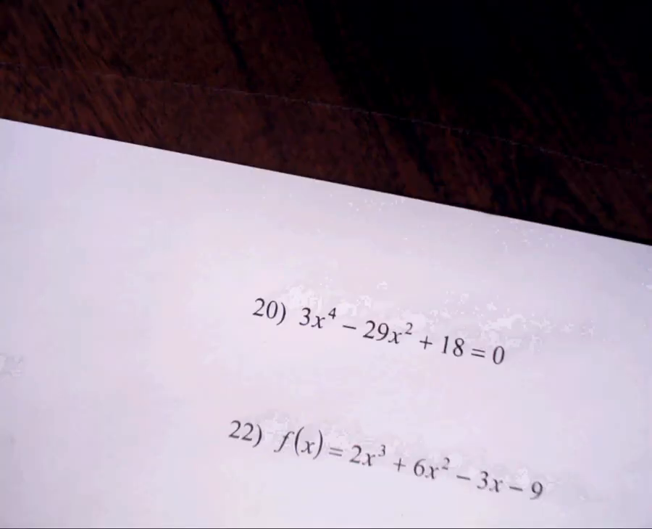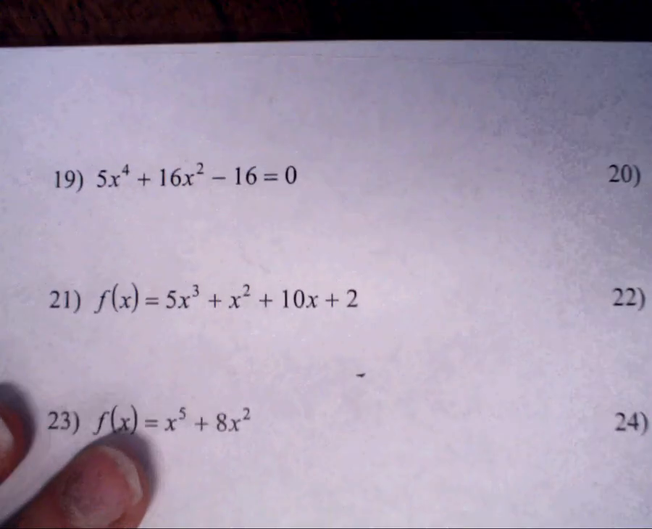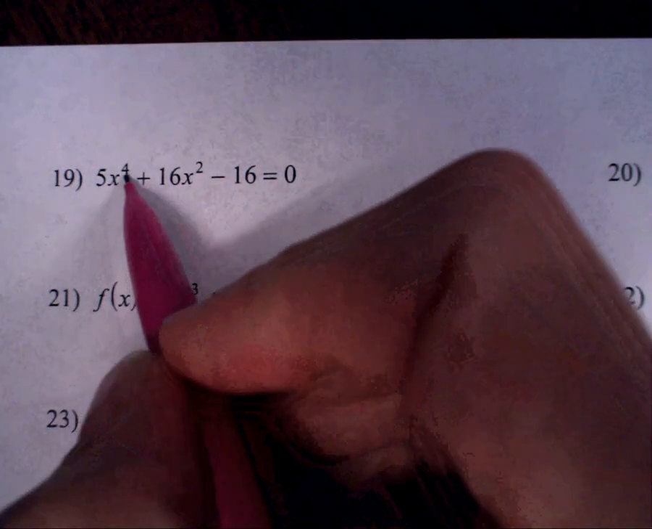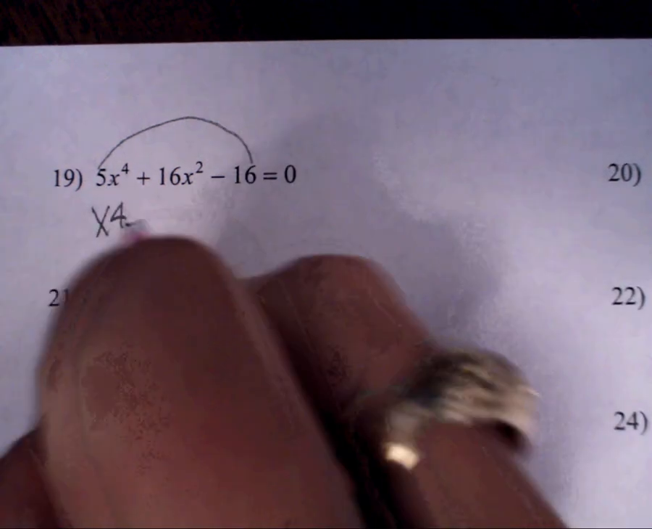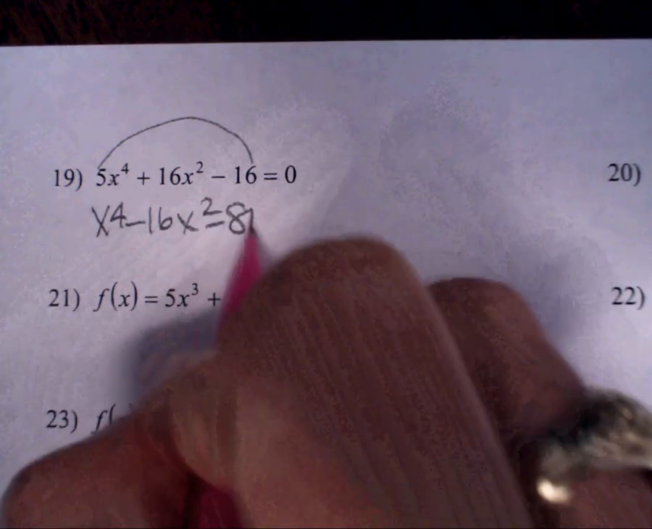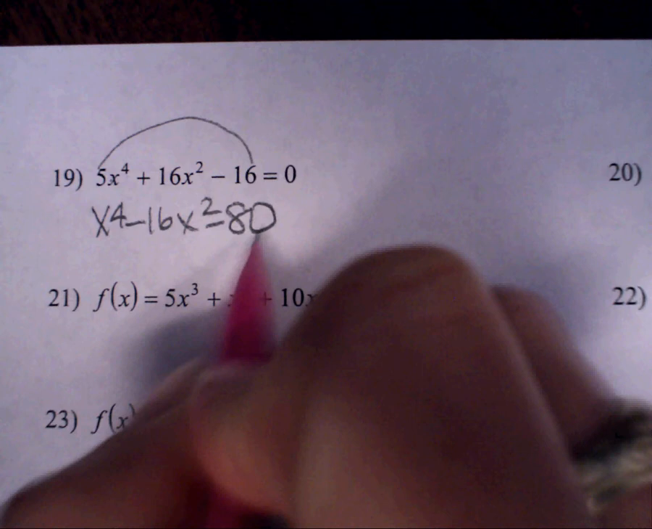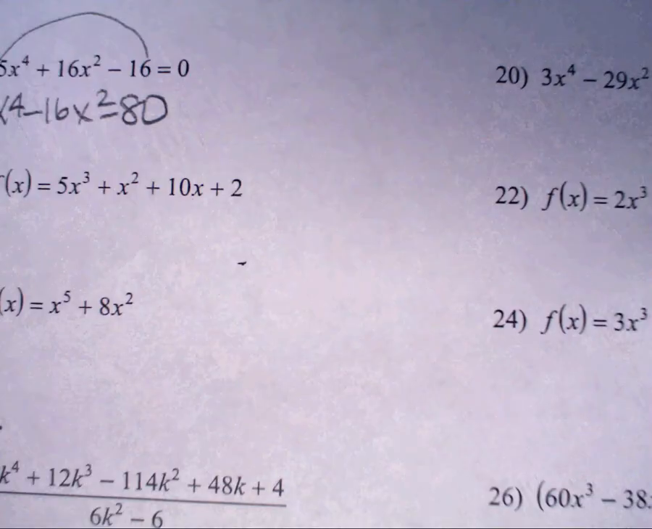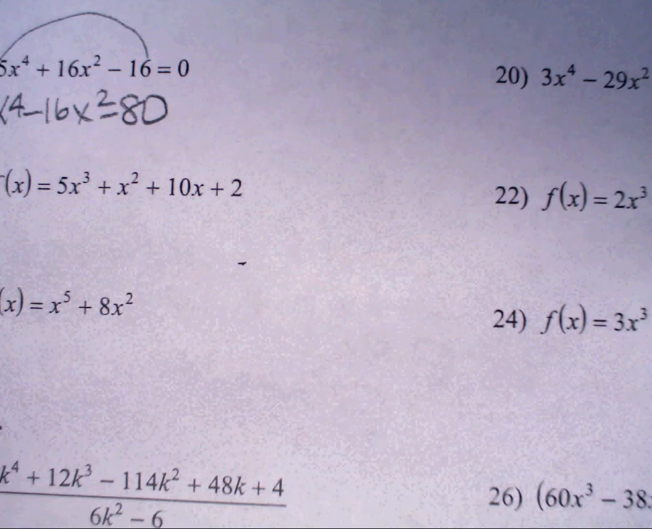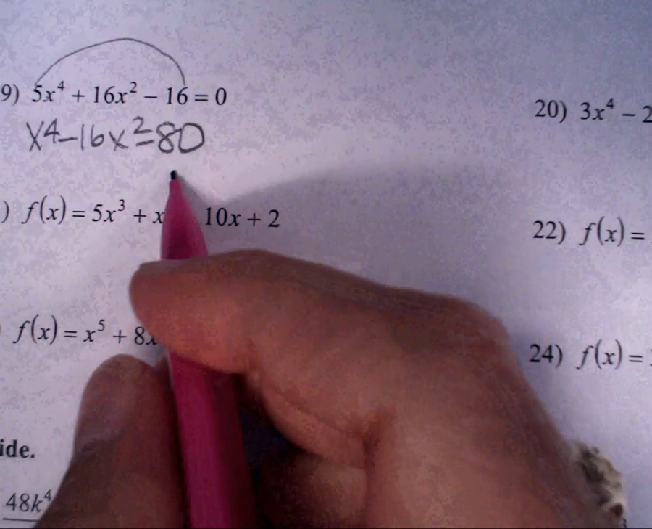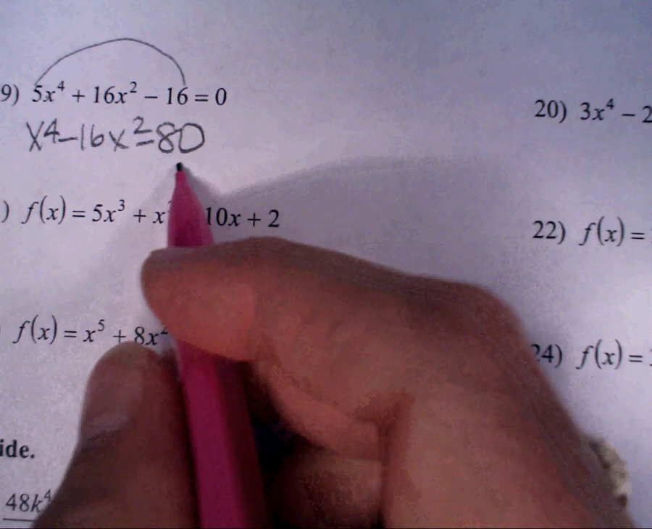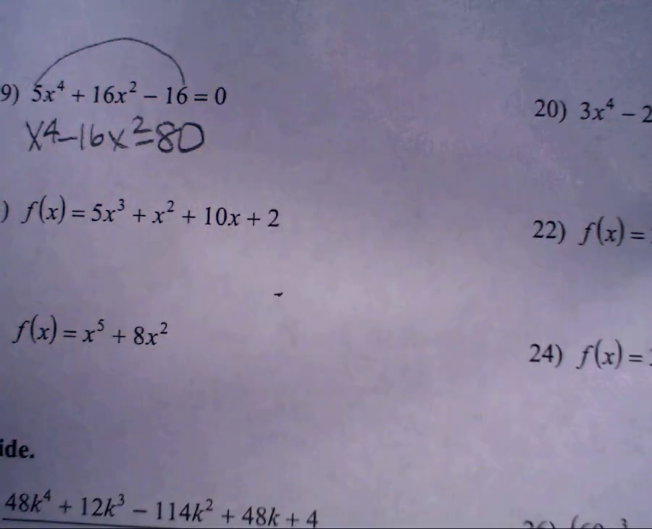Alright, let's jump to number 20. Oh, I was going to do 19. So 19, it is still a quartic trinomial. It is a slide and divide because of the number in front, so we slide it back. And then we're trying to come up with a combination of numbers that multiply to 80 and add to 16. I believe it is, I gotta go to my calculator.